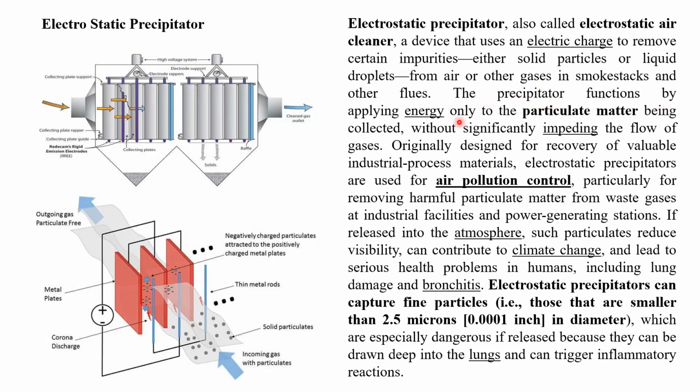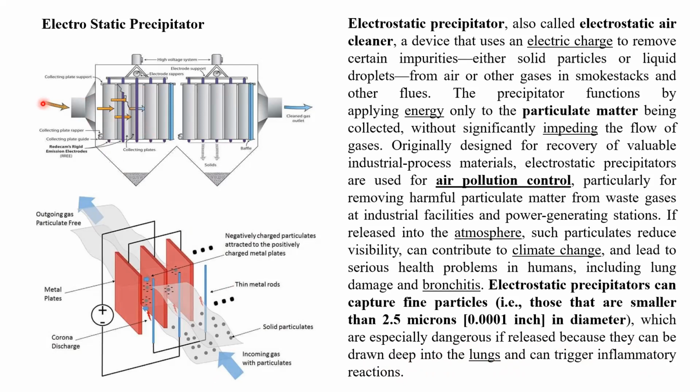The precipitator functions by applying energy only to the particulate matter being collected. So particulate matter gets collected without significantly impeding the flow of gases. Originally designed for recovery of valuable industrial process materials, electrostatic precipitators are used for air pollution control. So an electrostatic precipitator can capture fine particles up to, you can say, 2.5 microns in the fly ash, which are especially dangerous if released because they can be drawn deep into the lungs and can trigger inflammatory reactions. So what is the experience?